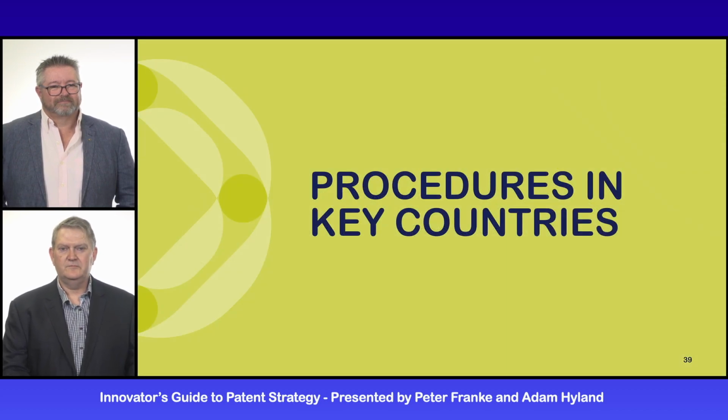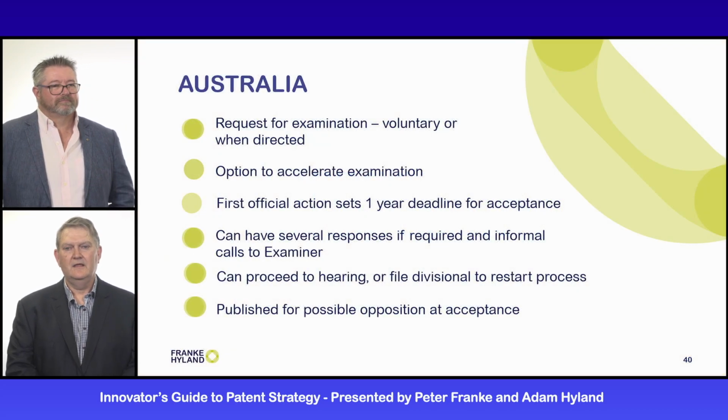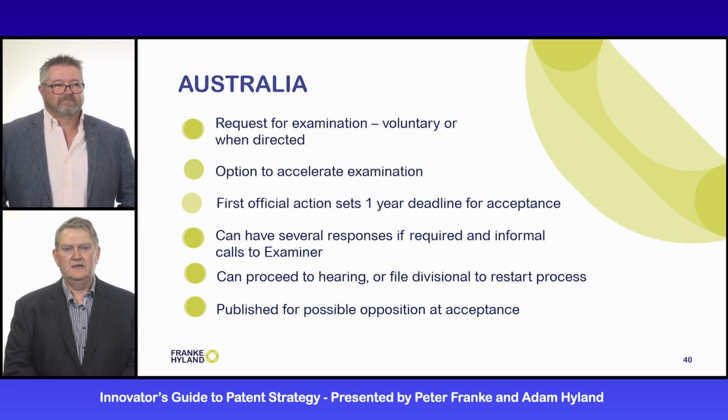So just to talk about a few particular countries and what happens. In Australia, you have to file a request for examination. You can either do that whenever you like, at the time of filing even, or you can wait until you're directed to request examination. Theoretically you have to do it within 5 years, but that never happens because you get directed. So the direction is just the Patent Office managing its own workload and deciding when it would like some more cases to hit the examiners.